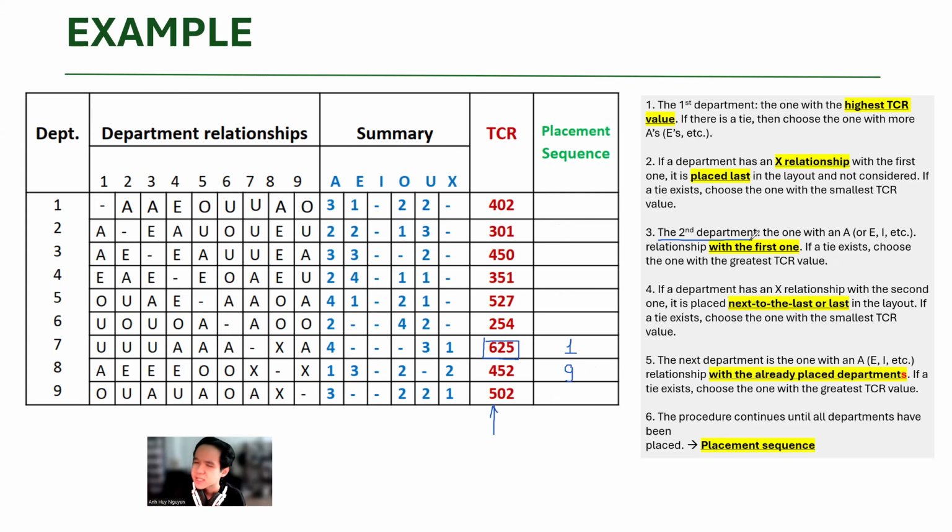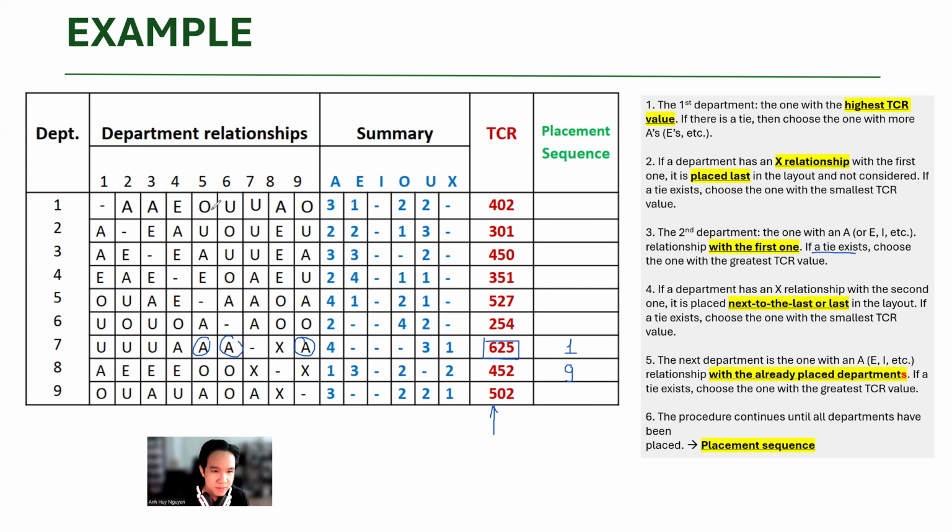Now, we choose the second department. We will choose the one with an A relationship with the first one. The first one here is department number 7, right? So we have 3 departments that have an A relationship with department 7. If a tie exists, choose the one with the greatest TCR value.